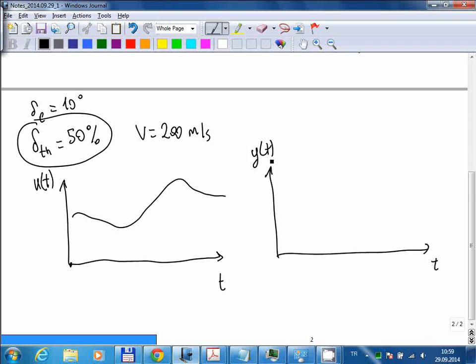Similarly, rather than the value of the output at a single time instant, what is more useful is how it changes as a function of time. So let this represent it, and I'm drawing these all randomly, obviously. This shows how much the speed of the aircraft changed as a function of time.